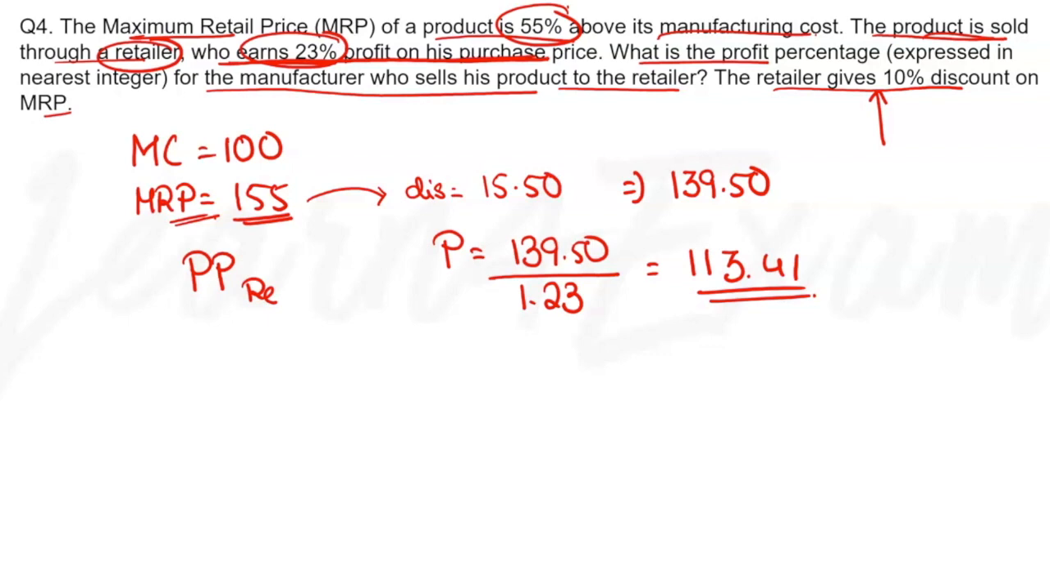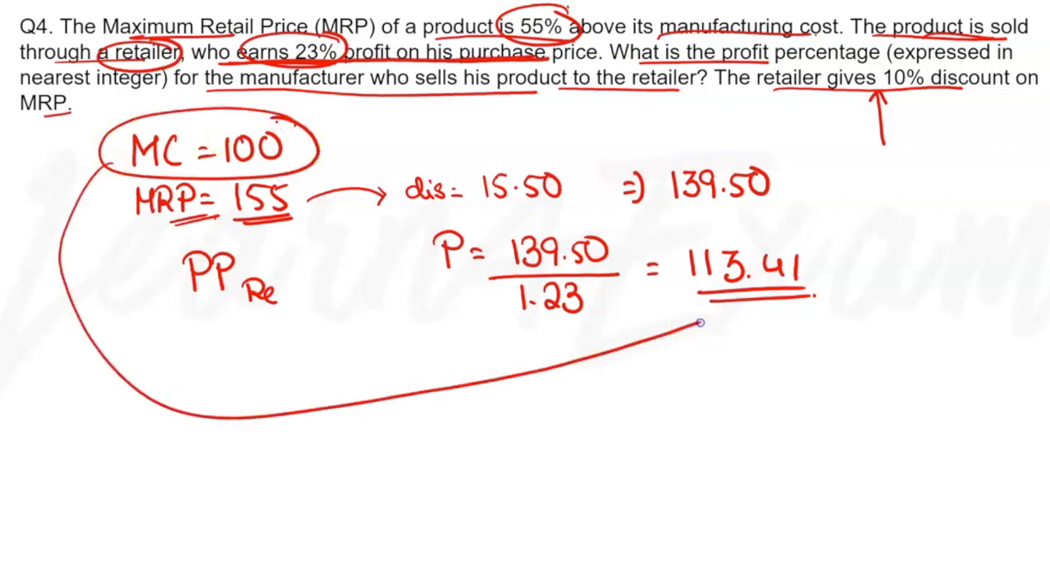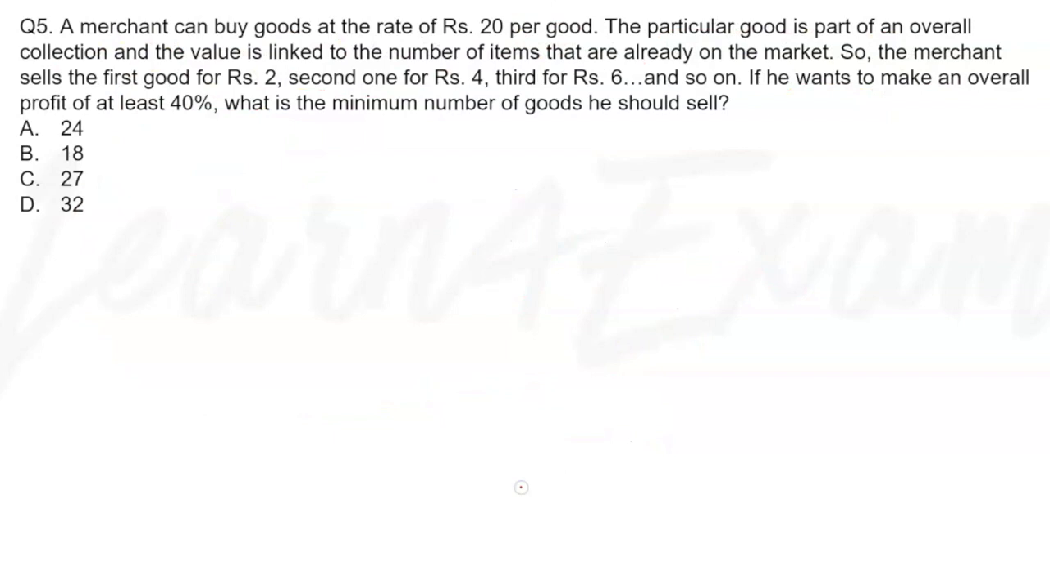So how much is the manufacturer gaining? Now the manufacturing cost is rupees 100, he sells it for 113.41, so he is making a profit of 13% approximately, if I do it to the nearest integer. Right, let's move on to the next.